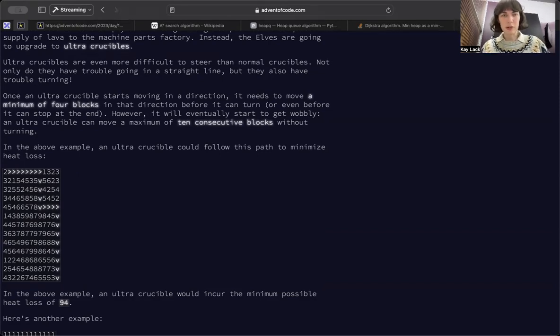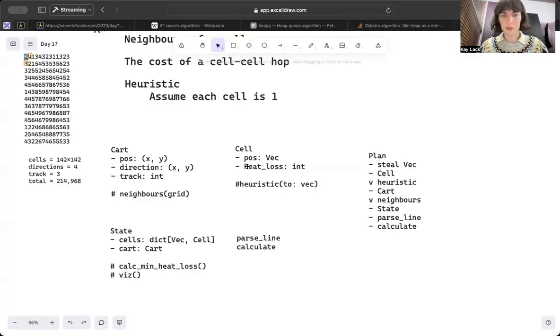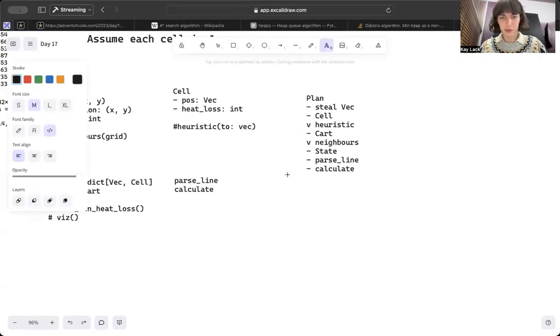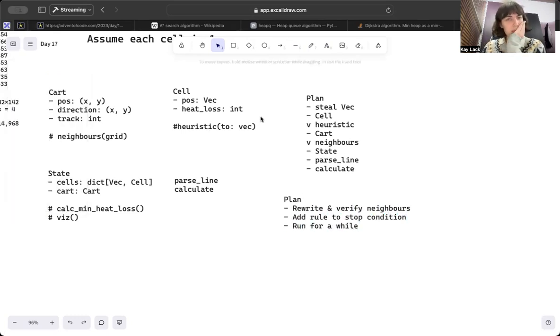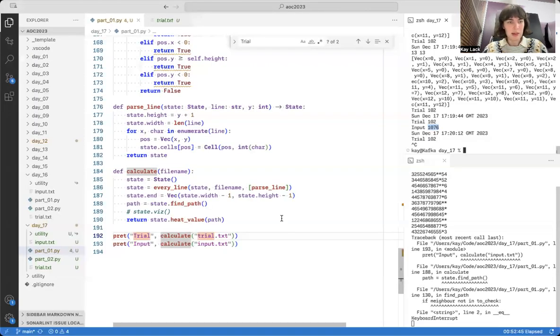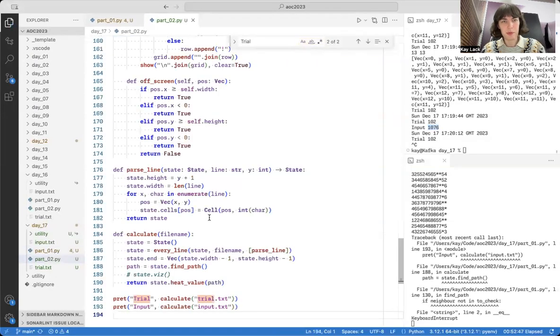I think we can go straight into coding this one. Well, I say that. Let's just give a little effort to planning. Let's say write and verify neighbors and a rule to stop the condition, run for a while. Yeah. Let's have a go. Reset the timer.